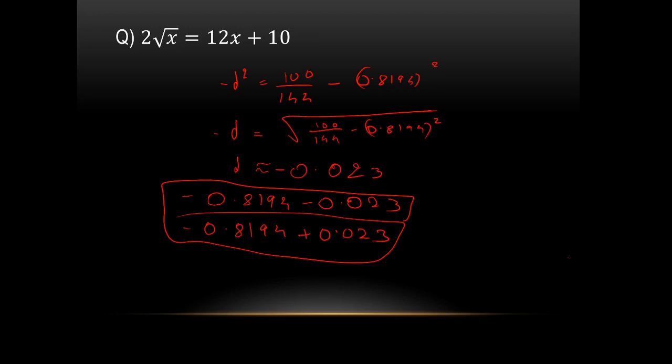So let us evaluate on the calculator and find the values. This is approximately equal to minus 0.844, and the next one is approximately minus 0.7964. These two will be our two roots for this.